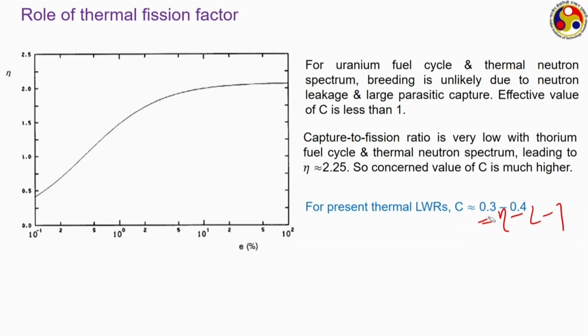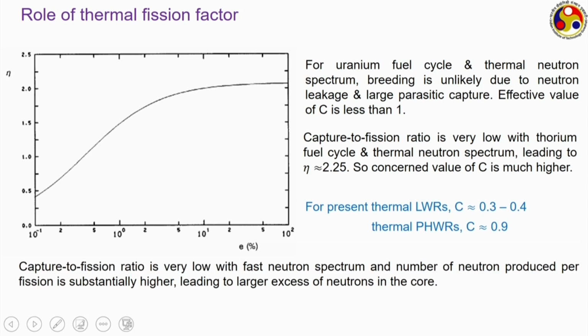For present day thermal LWRs, that is PWRs or BWRs, the value of C is quite low, in the range of 0.3 to 0.4. However, in PHWR we use deuterium, or heavy water, as the moderator, which has extremely low absorption cross section. Therefore, parasitic capture itself is quite low. In case of LWRs, the ordinary water which is used as the moderator and also as coolant has quite a noticeable absorption cross section. So, that can definitely participate in parasitic capture, which is not true for PHWRs. Their absorption cross section is extremely low, and therefore, we have a very high value of this conversion factor.